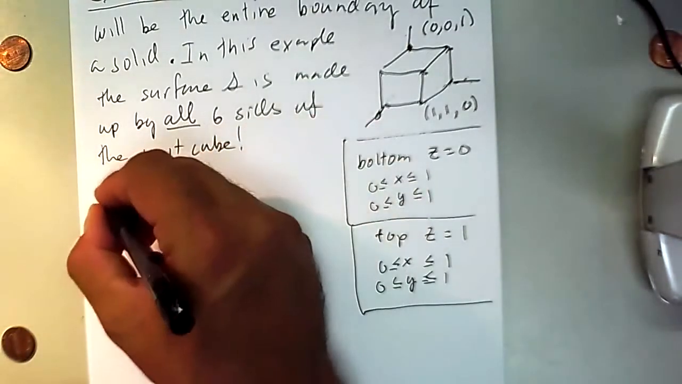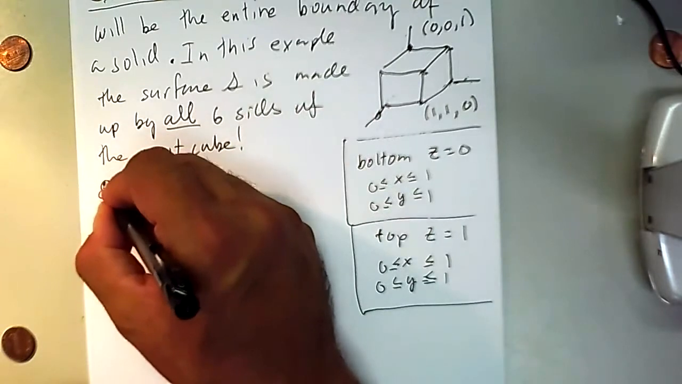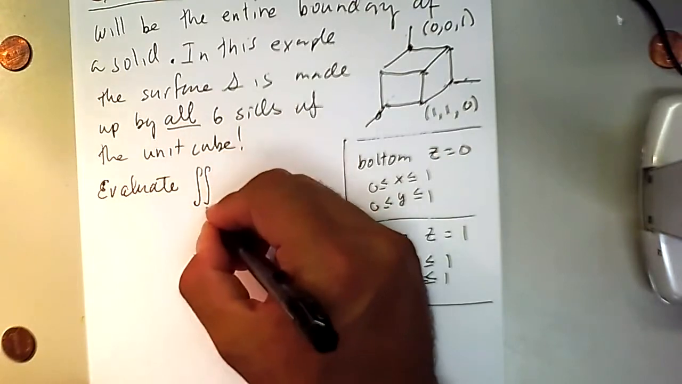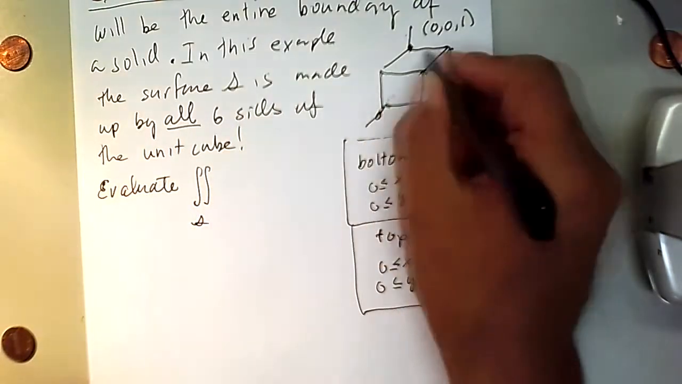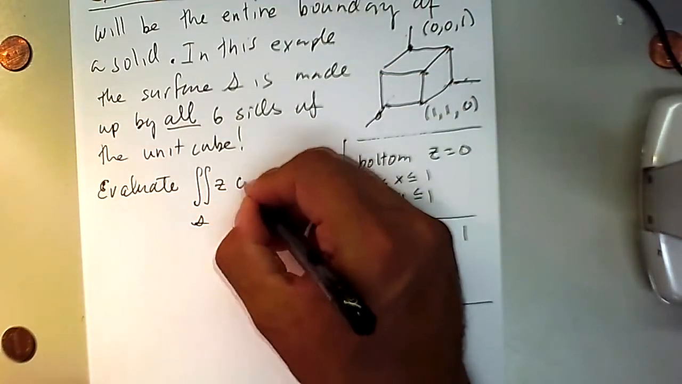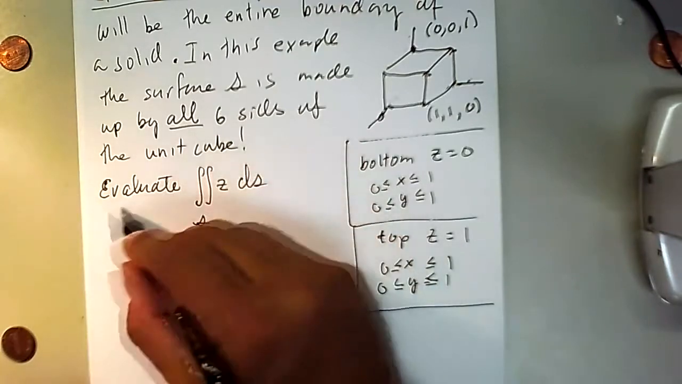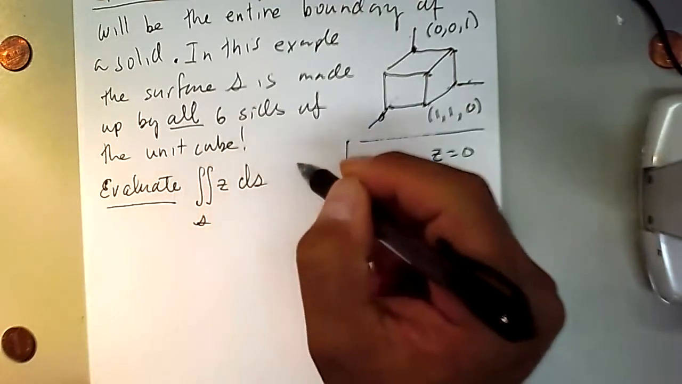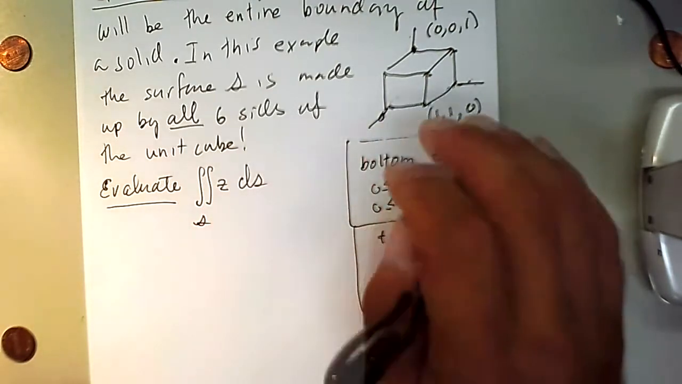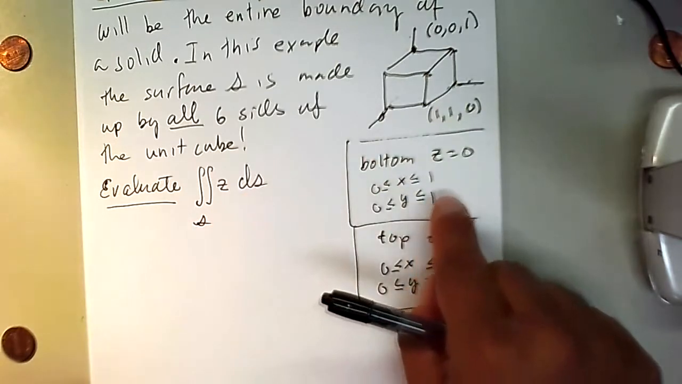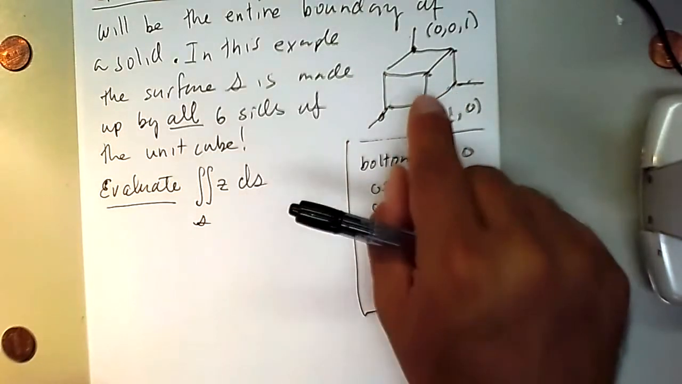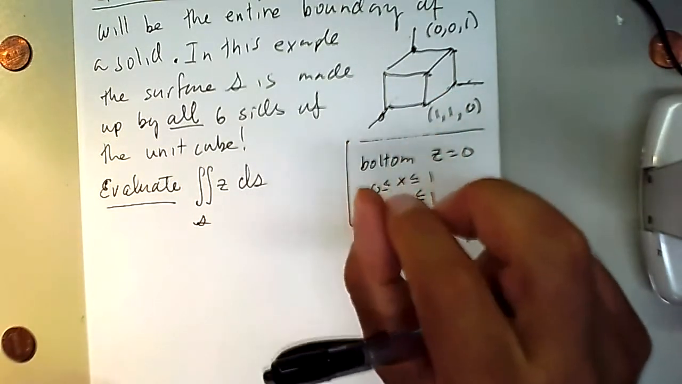Anyway, what is our goal? What is the question? Okay, so evaluate the double integral over the surface. What is S? All of these 6 sides of the cube, of z with respect to the surface. So this is the question. We want to evaluate that. In order to evaluate that, we have to evaluate this integral over the bottom, over the top, and each one of the other 4 faces. So let's do that one by one.